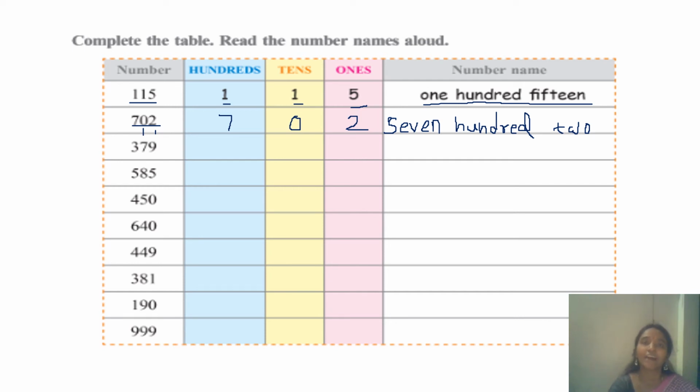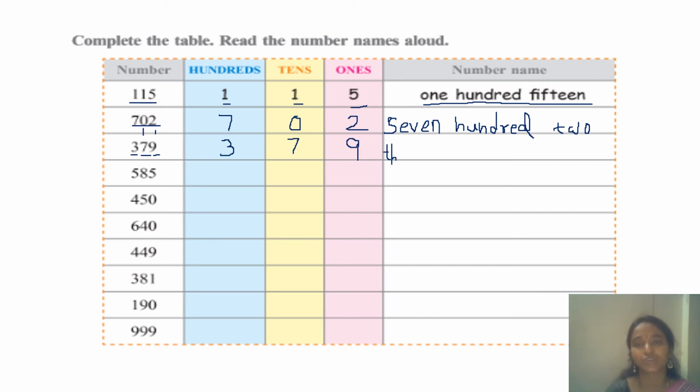379. How many hundreds are there? Yes, 3, right? Under hundreds, I am writing 3. Next, how many tens are there? 7, right? So, I am writing 7 under tens. How many ones are there? 9, isn't it? So, I am writing 9 under ones. Now, how will you read the number name? 379, okay? Now, write neatly.